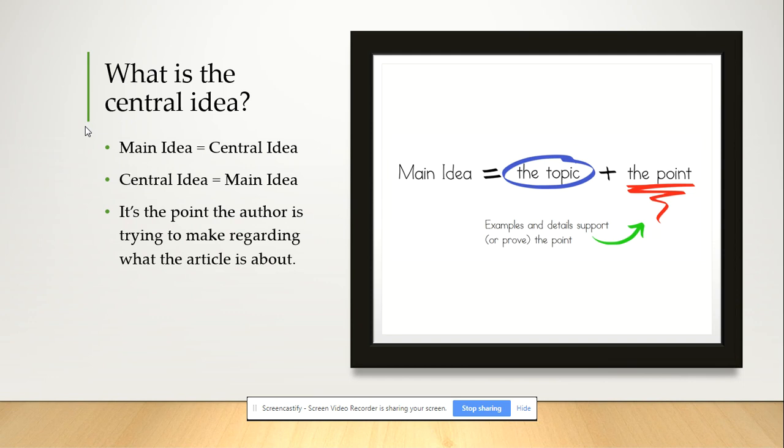And we use that color coding system of blue for the topic, red for the point, and green for the evidence. And when you're writing, you're also going to want to have your elaboration, very important, that connects the evidence to the topic and point. That'll be in black, by the way. So topic plus the point about that topic equals your central idea.